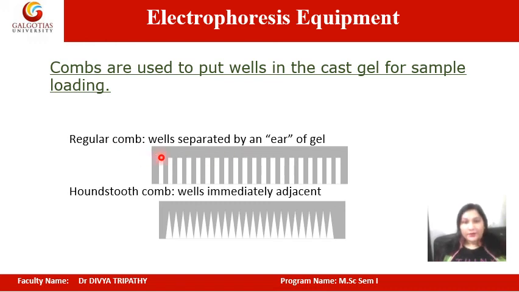Regular comb. These combs are used for wells separated by an area of gel, and the second one is the houndstooth comb, with wells immediately adjacent to each other. That means the grooves formed by the regular comb have some distance between them, whereas the wells formed by this houndstooth comb are very near to each other, and this can be used for preparative gel electrophoresis, and the regular one is for analytical purposes.